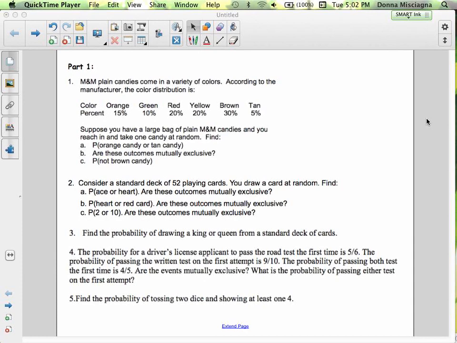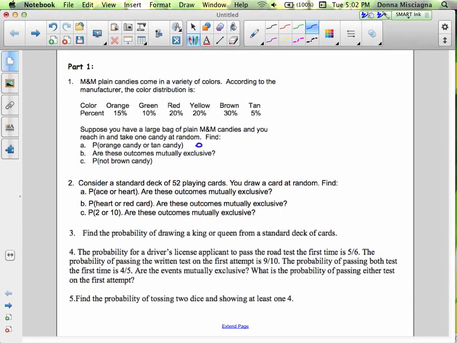M&M plain candies come in a variety of colors. According to the manufacturer, the color distribution is, and there we have that. Suppose you have a large bag of M&M candies and you reach in and take a candy out at random. Find the probability of orange candy or tan candy. Right? So, when we see or, we know to add. So you're going to take the probability of orange plus the probability of tan.